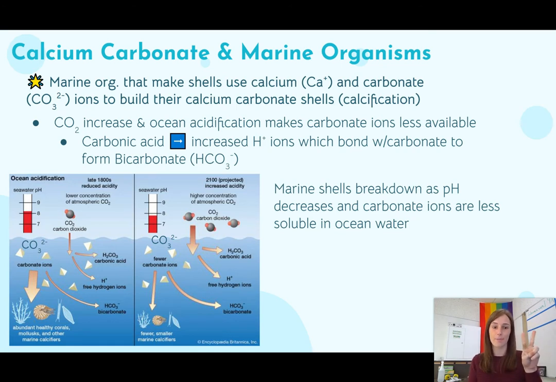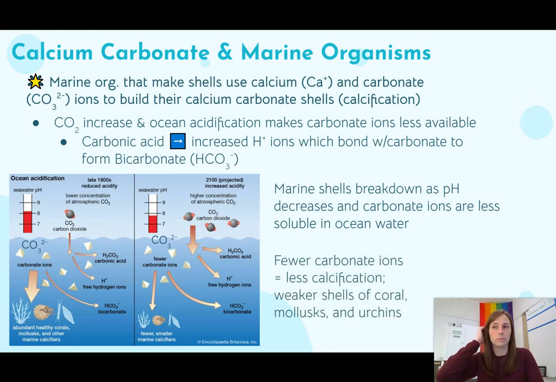Now, there's two things that happen with this. First of all, as our ocean gets more acidic, marine shells are just going to break down, and we are going to have less of this carbonate ion able to be soluble in the ocean water. But then we're also going to have fewer carbonate ions, which means less of the building blocks of these shells, so they are not able to form anymore, and you get weaker and weaker shells. So weaker shells in formation, and also weaker shells from pH just dissolving them.